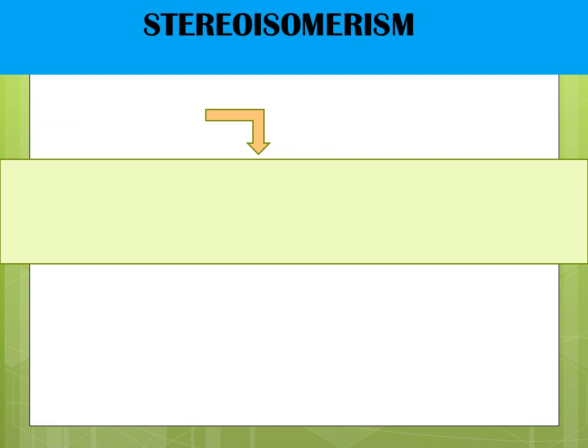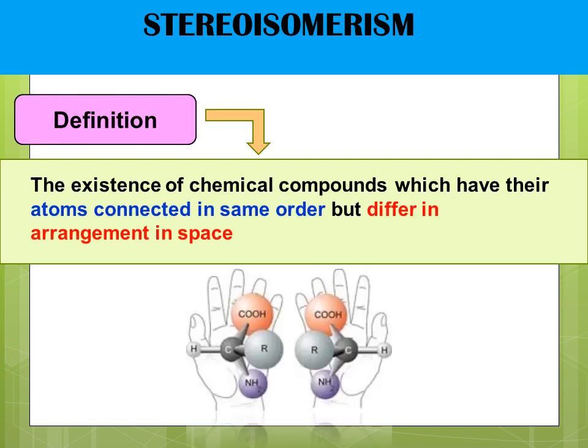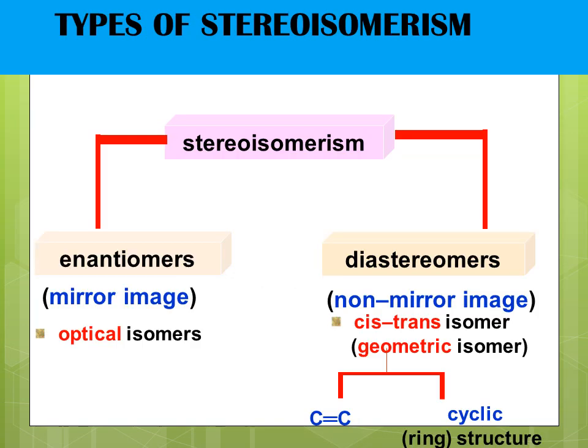Stereoisomers are isomers with the same structural formula but they have different spatial arrangement of their atoms. Stereoisomerism is the existence of chemical compounds which have their atoms connected in the same order but differ in arrangement in space. Stereoisomerism can be divided into two categories. First, optical isomerism. Second, cis-trans isomerism.